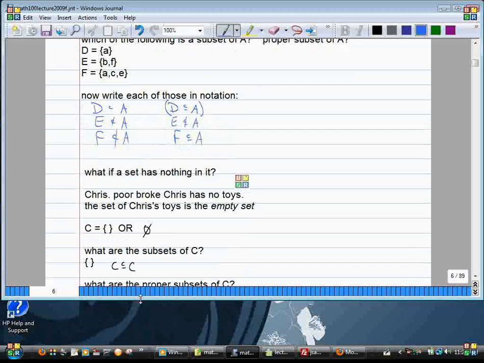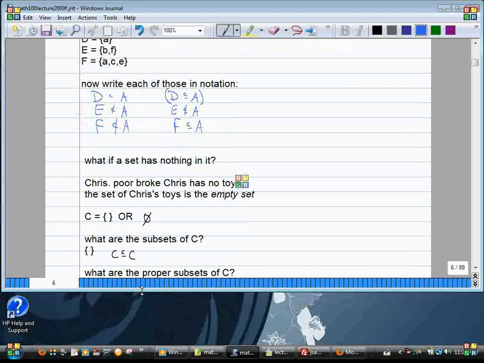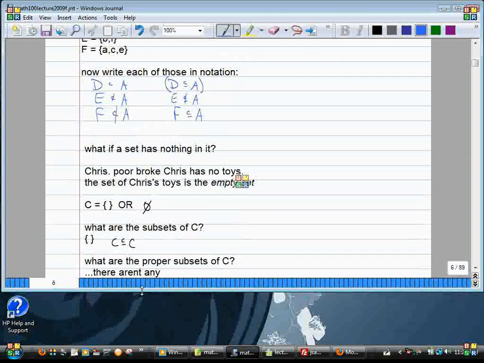Now here's a thinking question. What are the proper subsets of set C, which is the empty set? There aren't any. Because the only subset of the empty set is what? The empty set. So the only subset is the set itself. So are there any proper subsets? A subset that is not the set itself? Nope. Okay.